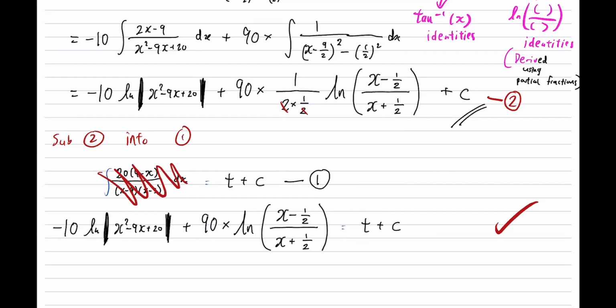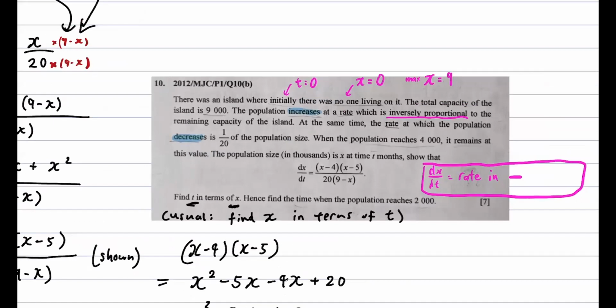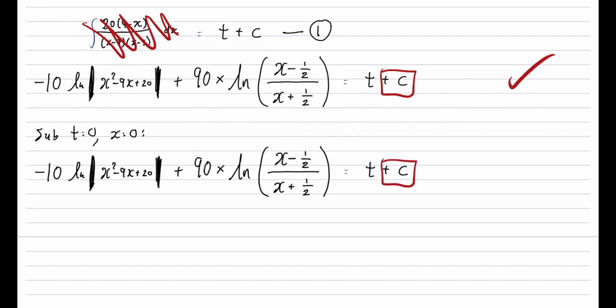We are not done yet because we actually need to sub in the initial conditions to solve for C. So let's figure out what is the initial condition. Go back to the question. What did they tell us? They told us that when t equals 0, x equals 0. Remember? We're going to use that. Okay, let's go. Sub t equals 0, x equals 0. What do we get? Copy and paste everything. And then you replace every x with 0. And then you replace the t with 0 as well.